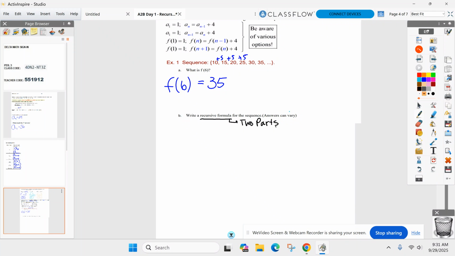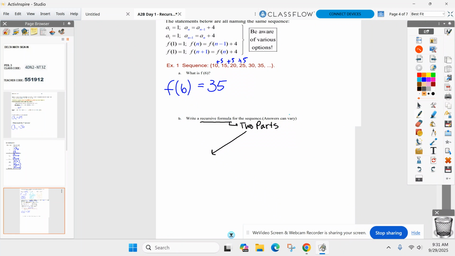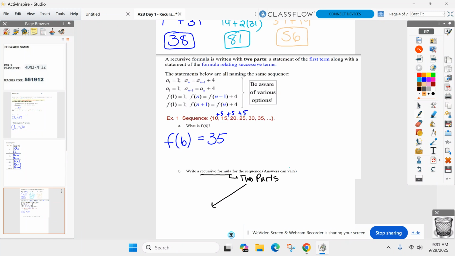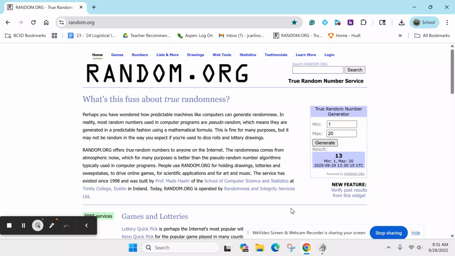First part, very easy. I'll go back up here to your notes. Write me what the first term is. That's your first part of a recursive formula. What's the first term, in the correct notation? Real quickly, nice and easy for you there.